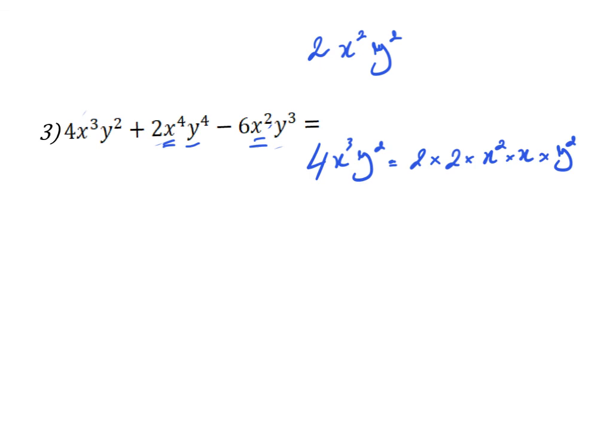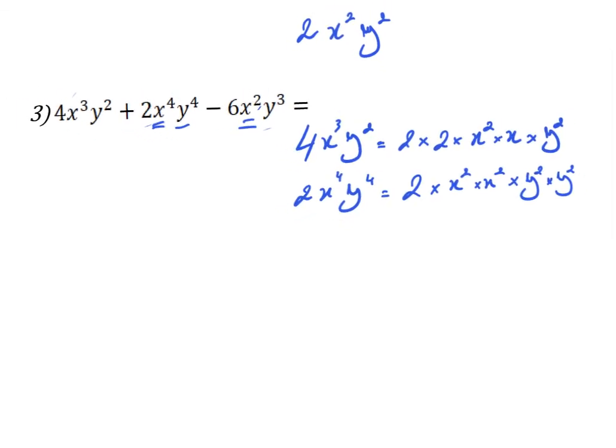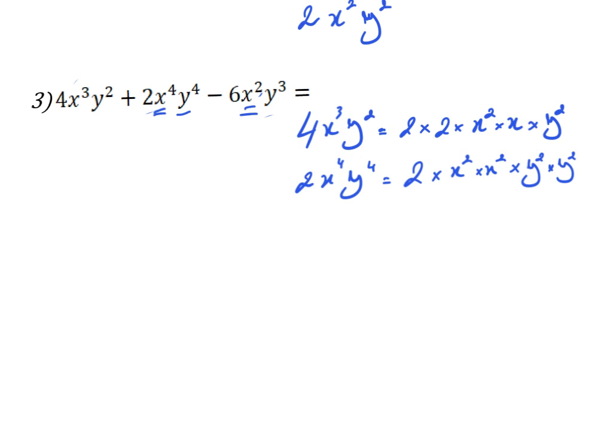So let's go to the second term here. We get 2x to the fourth and y to the fourth. So that's going to be 2 times x to the second times x to the second, because x to the fourth is x to the second times x to the second. And y to the fourth is y to the second times y to the second. Make sure you know your law of exponents, so get back to the exponent law and make sure how you get these values. Y to the second times y squared is y to the fourth power.